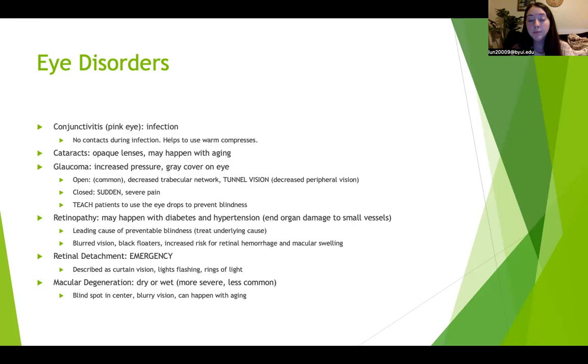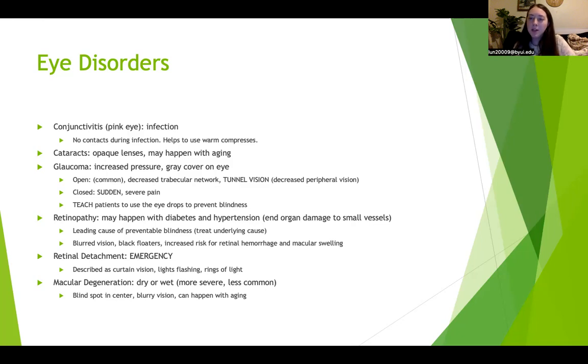This is an emergency. It can be described as like curtain vision, lights flashing, rings of light. The person I think of, because I had this in my simulation, I can't remember if it's second or third. I think it was second. But there was a patient, he came in and he was smacked in the head with like a baseball or something. And then during the simulation, he started complaining that he was losing vision in his periphery. He was seeing rings of light. He felt like a curtain was closing over his eyes.